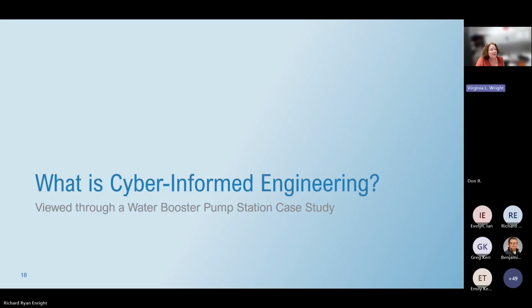So we've talked a bit about cyber-informed engineering in the theoretical context, and I'd like to take you next through a case study. So if you will, we're now all going to be co-workers for at least the next 15 minutes at a municipal water utility. Our focus will be on the water booster pump stations that are used by that utility.